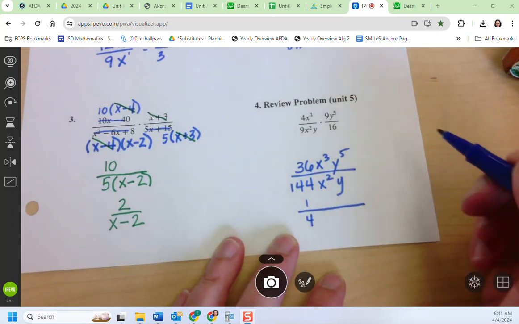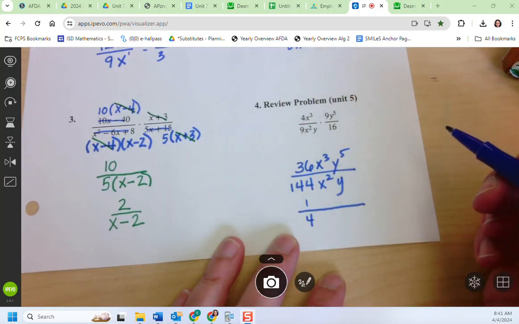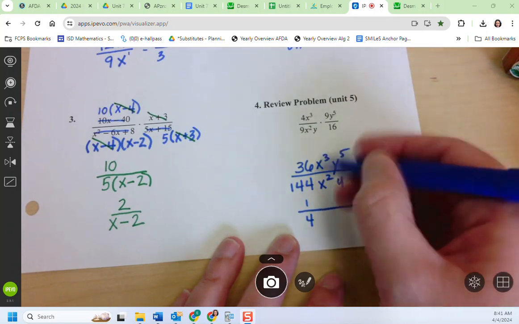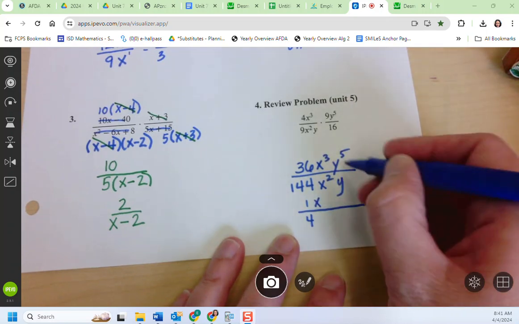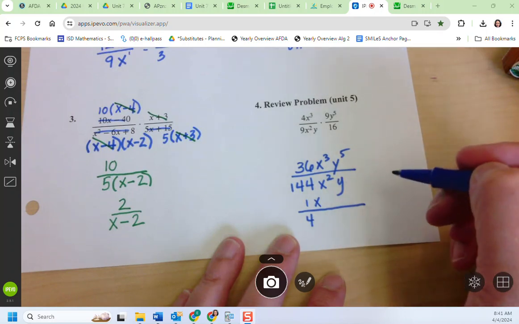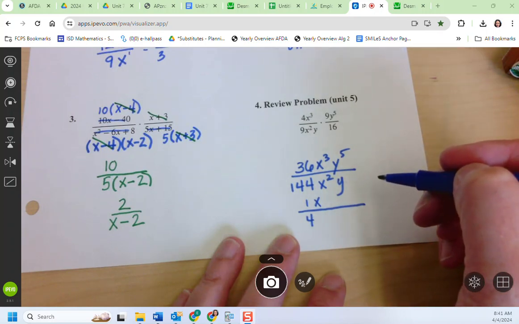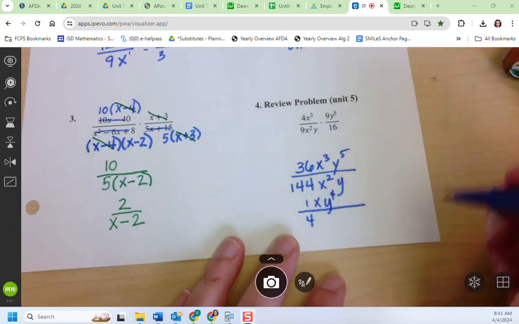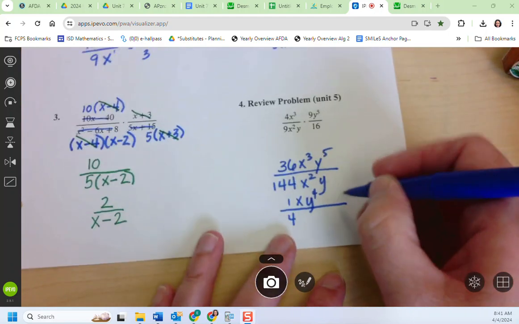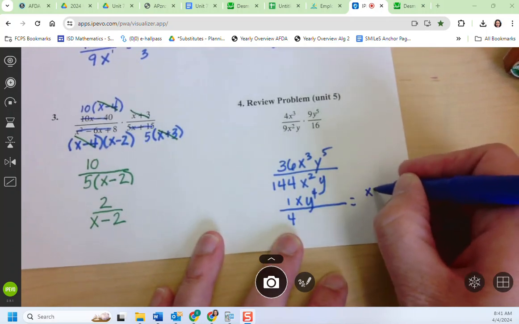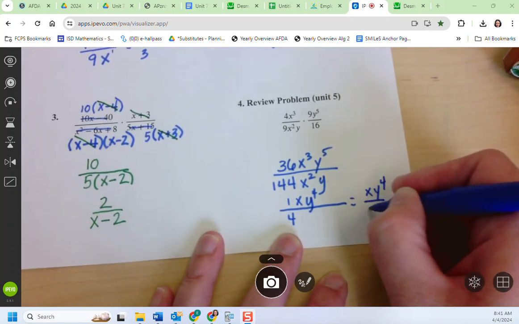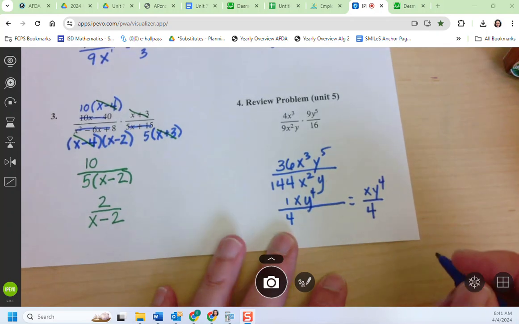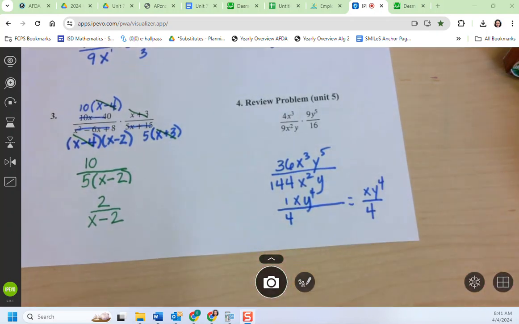And then x to the 3 over x squared gives you x. Good, because you're subtracting your exponents. And y to the 5 over y to the 1 is y to the 4. Do you need this one here? Not really. It's fine to leave it there, but you can also just write it as x y to the 4 over 4. Any questions on that side? All right, let's go to the back.